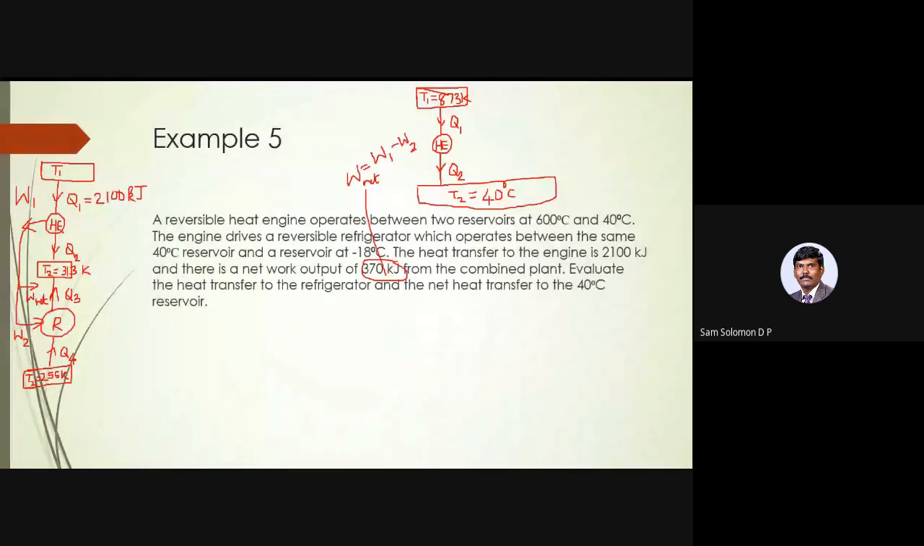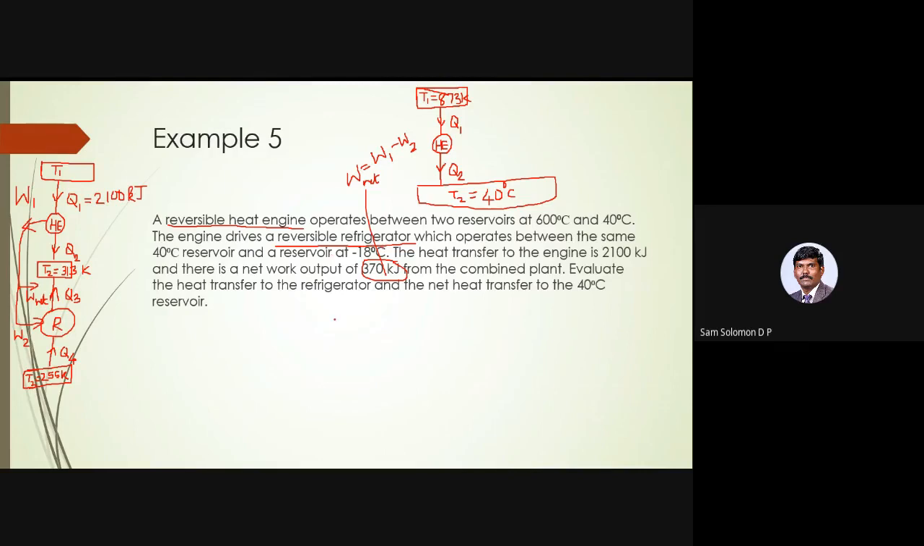And the question very clearly says that it is a reversible heat engine, which means it is a Carnot heat engine. And this is also a reversible refrigerator. So that makes our job very easy. So let's find one by one. Let's take the heat engine first, because more values are given for the heat engine.